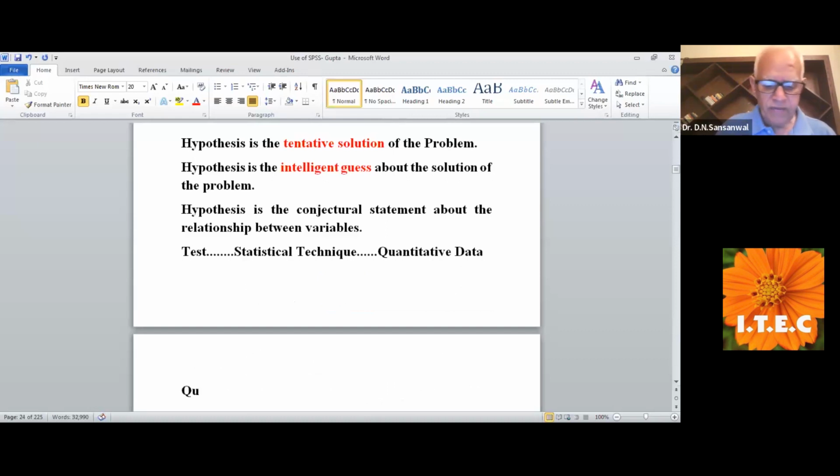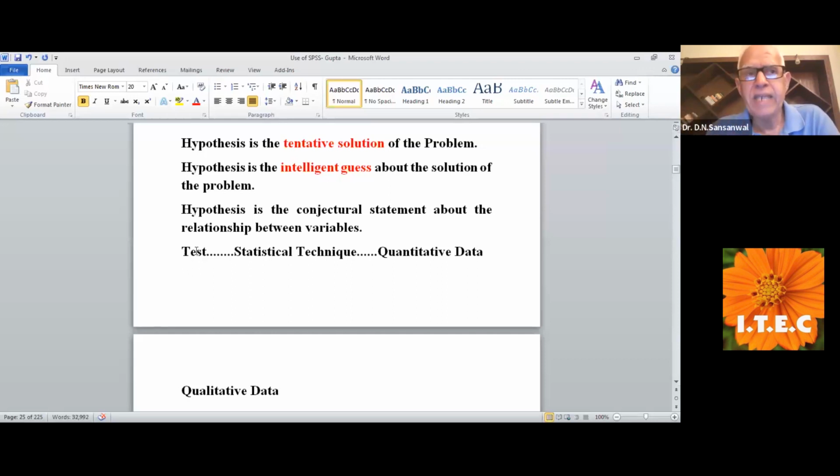But if you have qualitative data which cannot be analyzed with the help of a statistical technique, you cannot test the hypothesis and you should not formulate the hypothesis. I repeat, if you have the qualitative data, you cannot analyze it with the help of a statistical technique and you cannot test the hypothesis, so you should not formulate the hypothesis. So hypothesis cannot be the step of research in qualitative research.